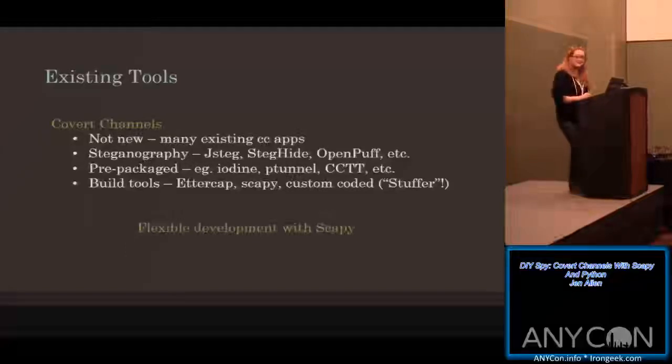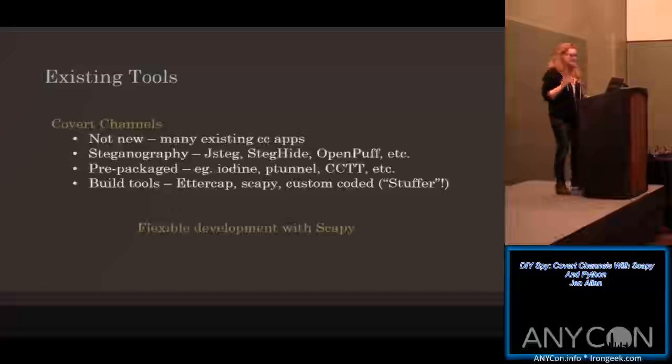Identifying entropy in a file that has been stegoed will give you away, though. So that's something that, if you have a really good heuristic system or signature-based detection, they may identify, whoa, that JPEG is really weird. If you look at these levels here on the least significant bit, something's going on, right? So the next thing that we would look at is prepackaged covert channels, things like iodine, ptunnel, CCTT.